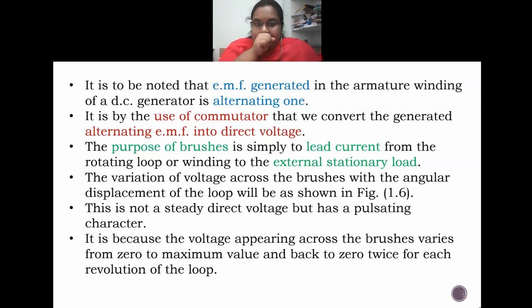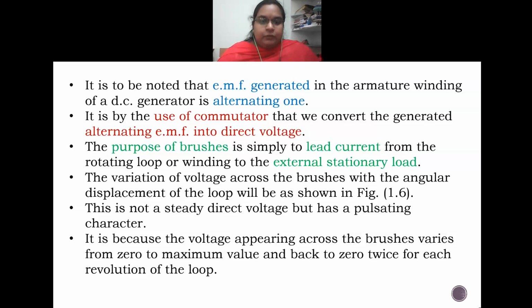We need to understand that the EMF generated in the armature winding is always alternating, but because of the commutator, we change the alternating EMF into direct voltage. The purpose of the brushes is simply to lead the current from the rotating loop or winding to the external stationary circuit. The only thing the brushes do is collect the current from the conductors and give it to the load.